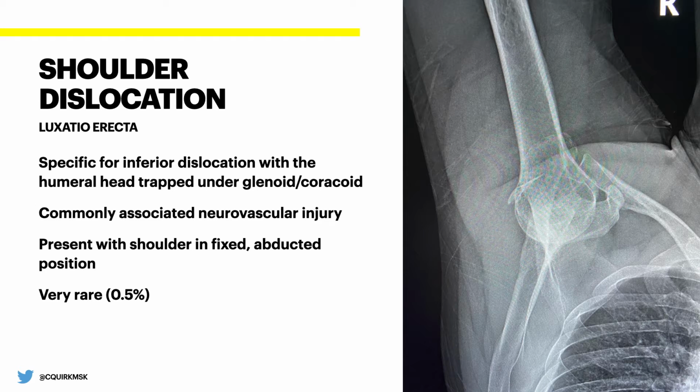The thing to know about this one, other than that it's pretty rare, at about 0.5% of shoulder dislocations, is there's also neurovascular injury that can occur with the axillary vessels there. The brachial plexus is going to be running along that anterior inferior border of the glenohumeral joint, and so the humeral head can damage those as it goes through that region. And then, like we said, they present in this fixed abducted position.